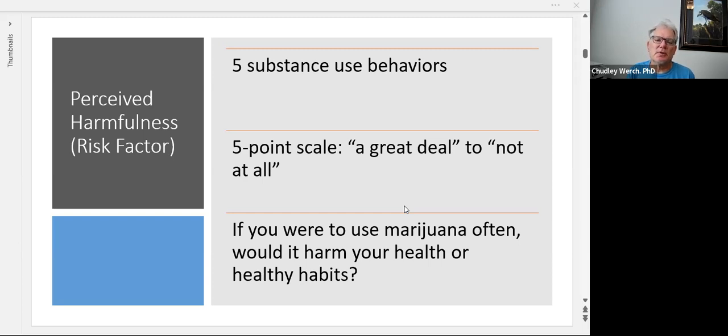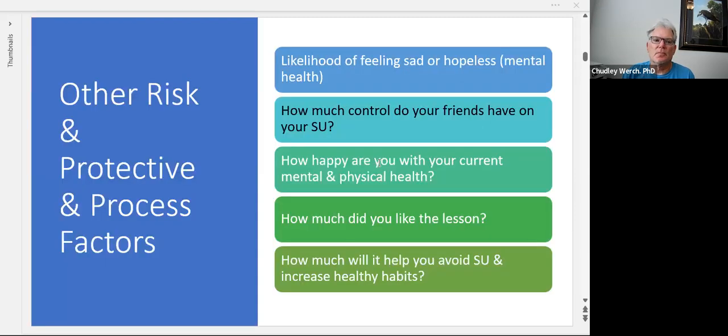And because PPW programs address substances as being harmful to health, to wellness, to productivity, to self-image, and to these other healthy behaviors, we very often see an increase from the beginning of the lesson to the end of the lesson in perceptions of harmfulness of multiple substances.